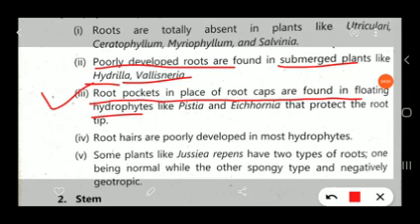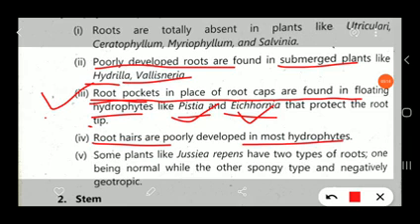In the floating hydrophytes, as you see in the structure, root pockets are present in place of root caps, like in Pistia and Eichhornia. The pocket's other function is to protect the root tip. As you see in lakes or rivers, Pistia and Eichhornia are found in large amounts. Root hairs are poorly developed. They play no major role in the absorption of water and minerals because the plants are present in water. Therefore, root hairs are poorly developed in most hydrophytes.